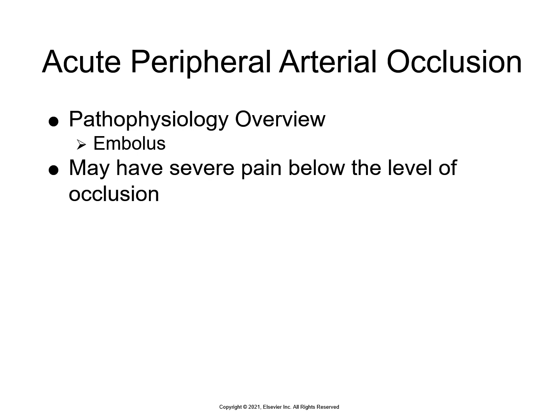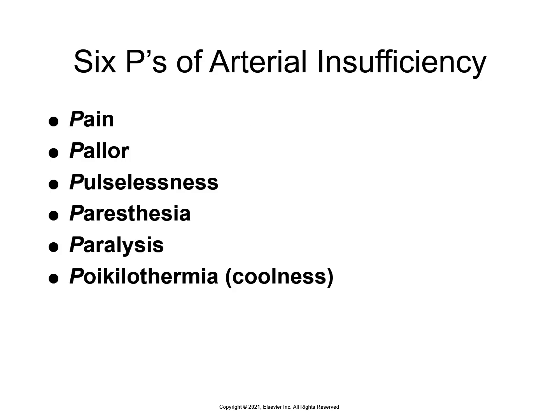The embolus can come from the heart or the thoracic or abdominal aorta, and it can cause acute occlusion, can lead to limb necrosis or loss of a limb, or a life-threatening ischemia. So they're going to have severe pain below the level of the occlusion. I would ask you to know this.